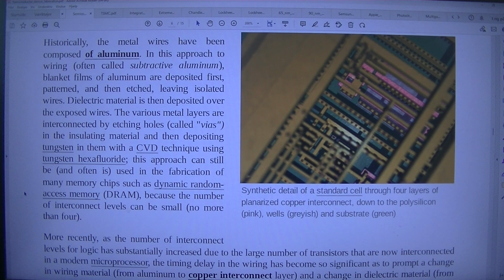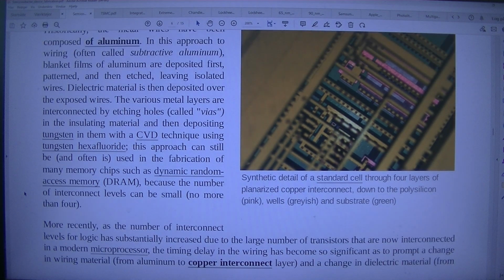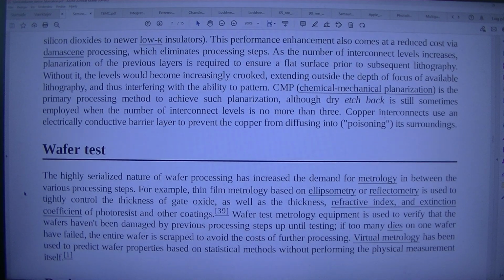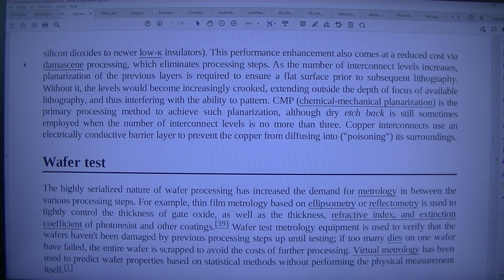More recently, as the number of interconnect levels for logic has substantially increased due to the large number of transistors that are now interconnected in a modern microprocessor, the timing delay in the wiring has become so significant as to prompt a change in wiring material, from aluminum to copper interconnect layer, and a change in dielectric material, from silicon dioxides to newer low-k insulators. This performance enhancement also comes at a reduced cost via damascene processing, which eliminates processing steps.